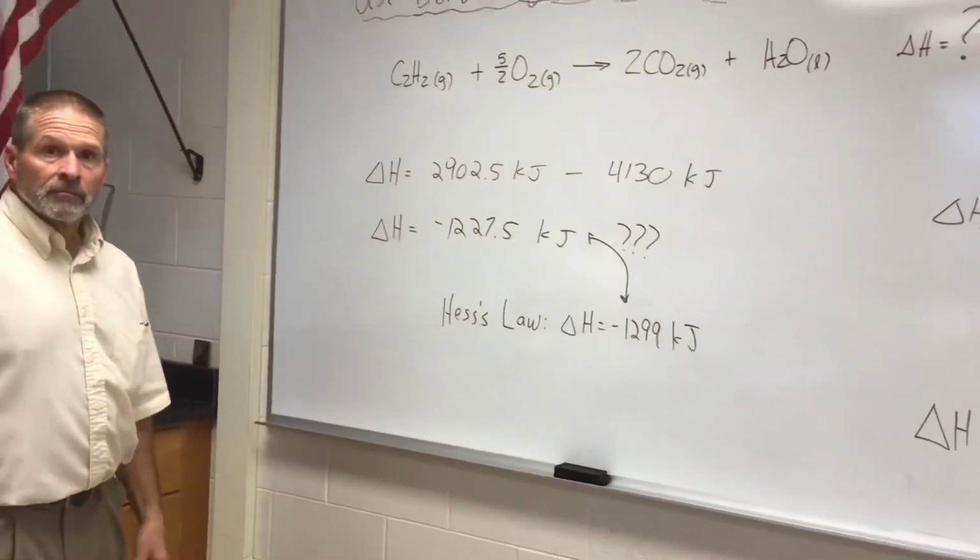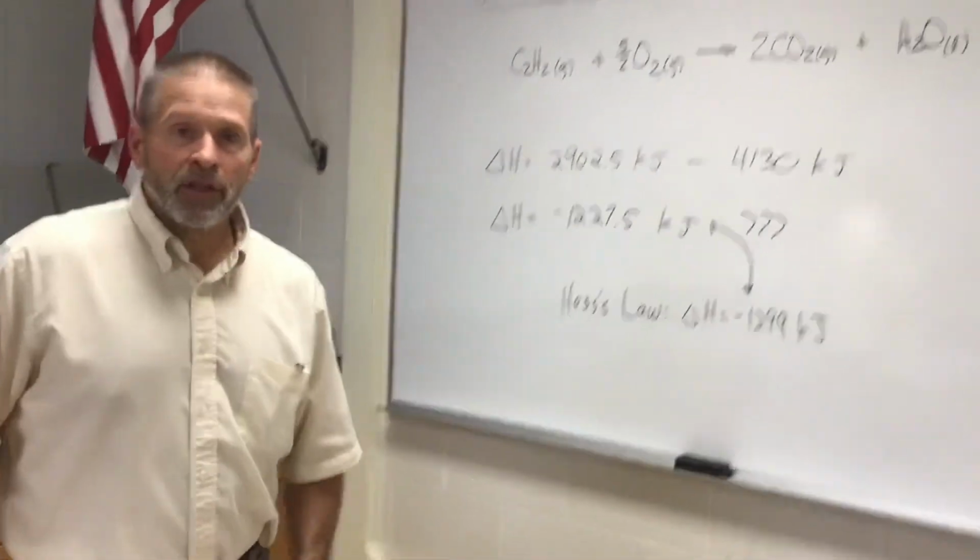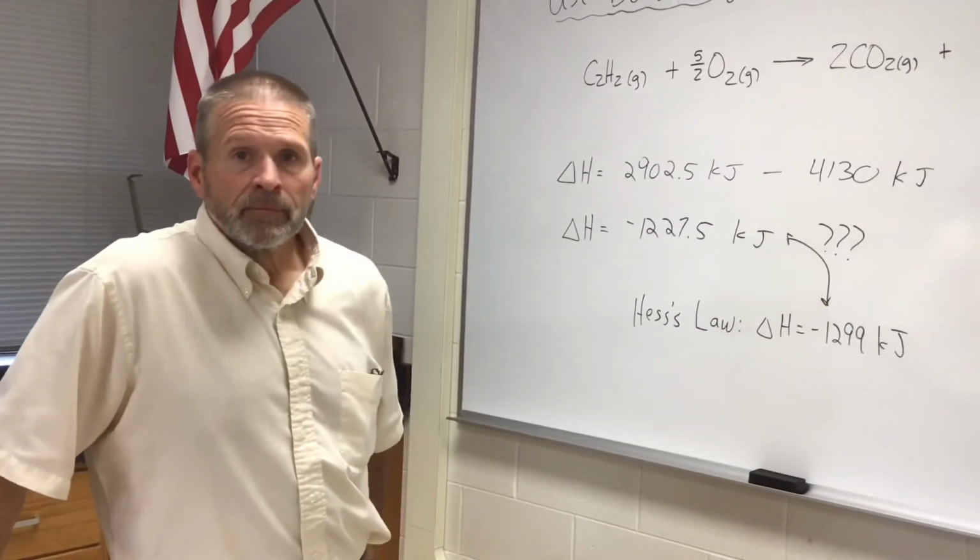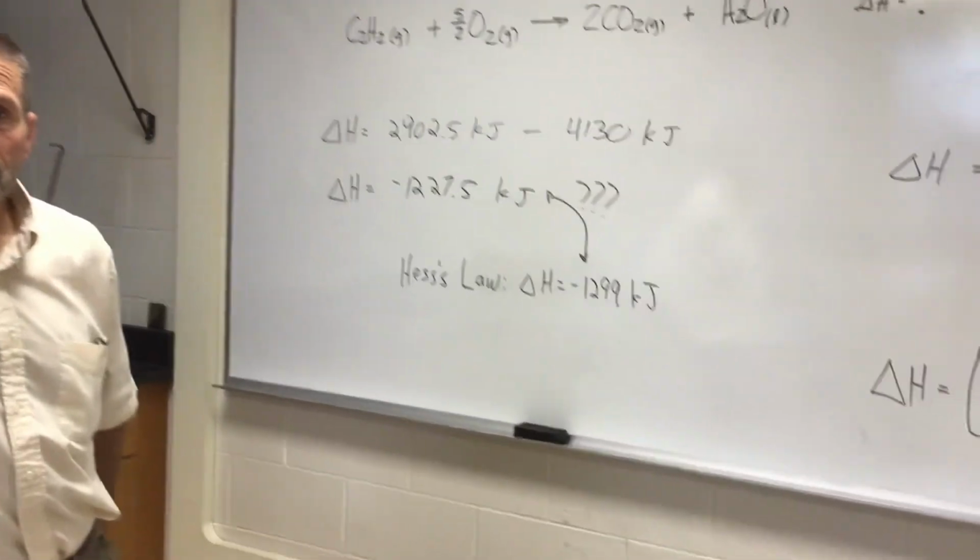So 2 different ways to find delta H that we've seen today: bond energies, and products minus reactants for the heat of formation. Right. And look at that.